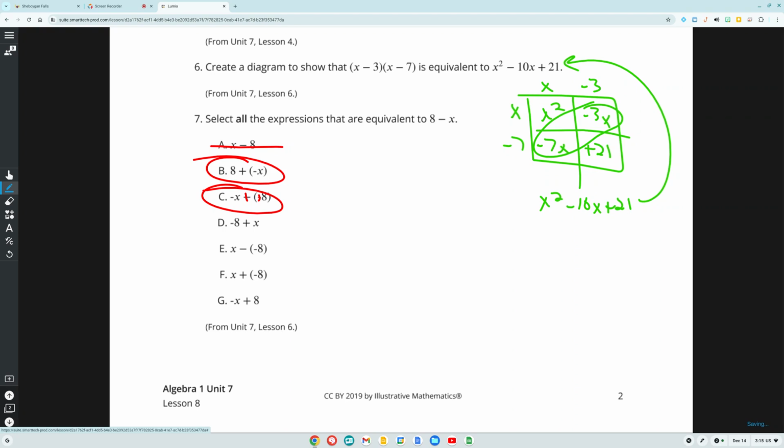D, I have a negative 8, doesn't check out. E, I have x subtracting a negative 8. That's the same thing as a positive 8. So in this case, it doesn't work out. I don't have my negative x, even though I have my positive 8. F, I have a positive x and a negative 8. Well, that's not what we want. And G, I have a negative x and a positive 8. The terms are just in a different order, so we get G also.